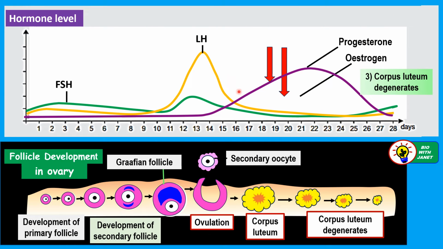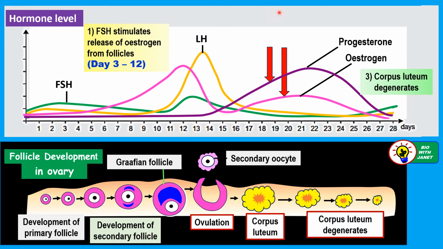Now let's discuss the other two hormones, which are progesterone and estrogen. We're going to discuss the shape of the curve for progesterone and estrogen. Progesterone is denoted by the purple line and estrogen by the pink line here. Firstly, why do estrogen levels increase at the beginning, from day 3 to day 12? That's because the FSH has stimulated the follicular cells here in the ovary to release estrogen.